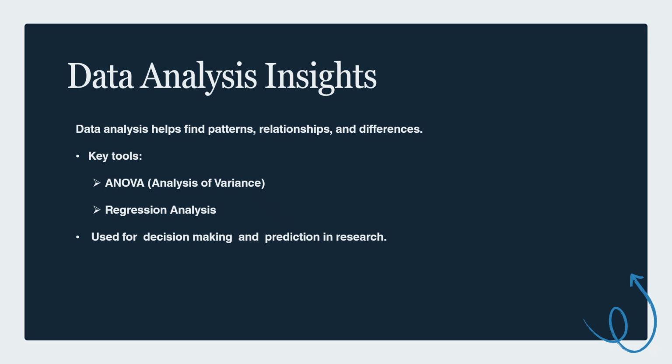Data analysis insights. Data analysis helps to find patterns, relationships and differences. These are the key tools: ANOVA, analysis of variance, and regression analysis. These are used for decision making and prediction in research. For example, is there a difference between the performance of a student in three teaching methods, or can we predict sales based on advertising expenditure? To answer such questions, we use two main techniques: ANOVA, which helps us to compare groups, and regression, which helps us to predict relationships.